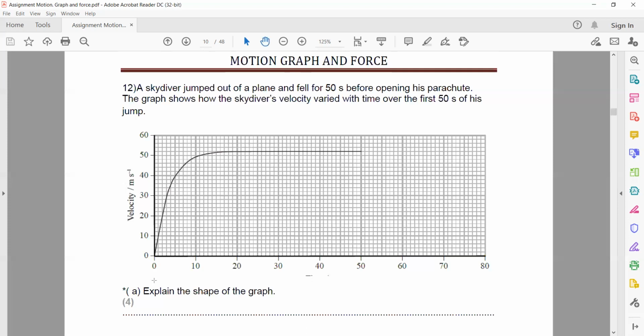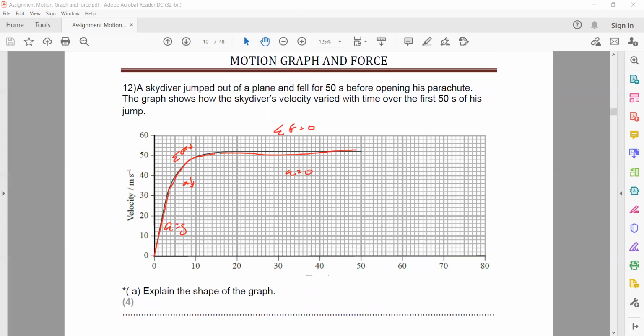So first, he's moving with a constant acceleration because it's a straight line, and we can say his acceleration is due to gravity. Then air resistance starts to act. As air resistance starts to act, it will oppose his motion, so the resultant force is decreasing. That's why his acceleration is decreasing. Once the air resistance matches the weight, there is no resultant force, so there is no acceleration.